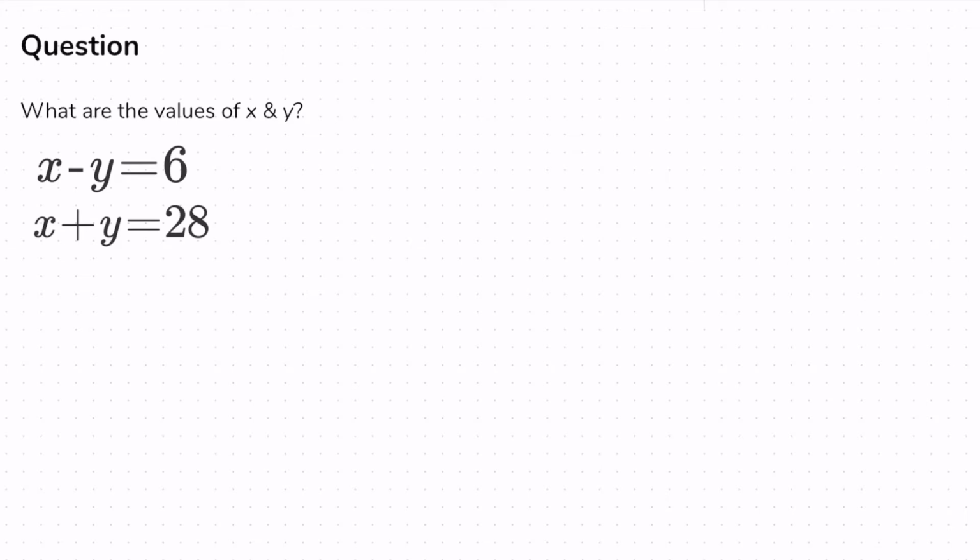Now there are two ways to do simultaneous equations. You can use the substitution method or the elimination method. The elimination method is what I'm going to do in this lesson, and I'm going to do it because the coefficients are the same. If the coefficients are the same, that means I can eliminate them either by adding or subtracting.